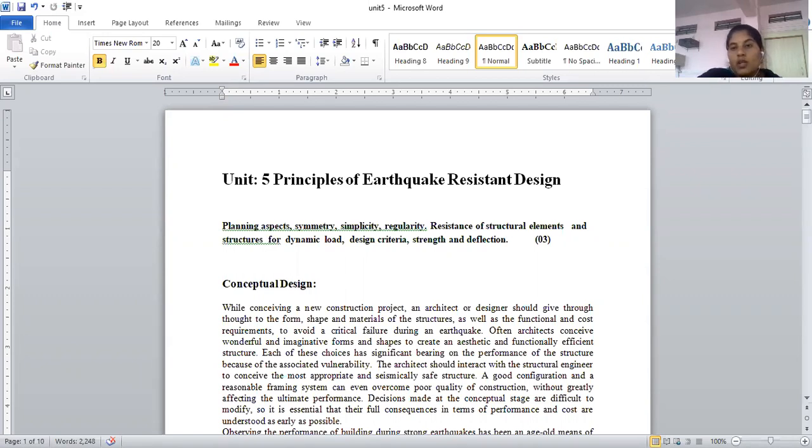Okay. So about the title of the chapter, this chapter gives the introduction about the points that should be considered by the architect and the structural designer during the conceptual design of structure to avoid failure. So as far as the name of this chapter, unit number 5, before constructing the building, the architect and the structural designer should focus on symmetry, simplicity, and the other aspects, which will be helpful to avoid failure of the building during the earthquake.